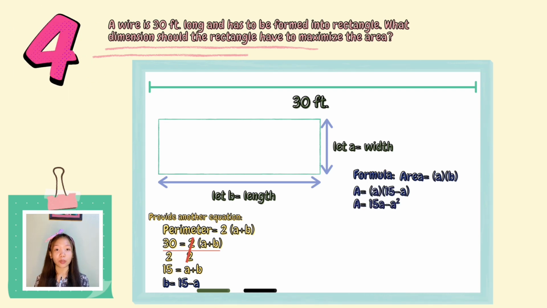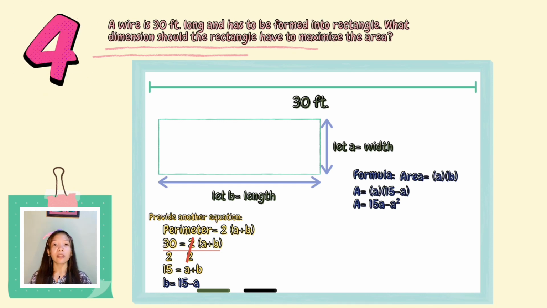Now we go back to the first equation that we have, which is the formula of area. Then what we're going to do is to substitute the value of B so that we have only a single variable, which is A. So area is equal to A times the value of B, which is 15 minus A. Next thing that we need to do is to multiply A to 15 minus A. The result that we will have is 15A minus A squared.